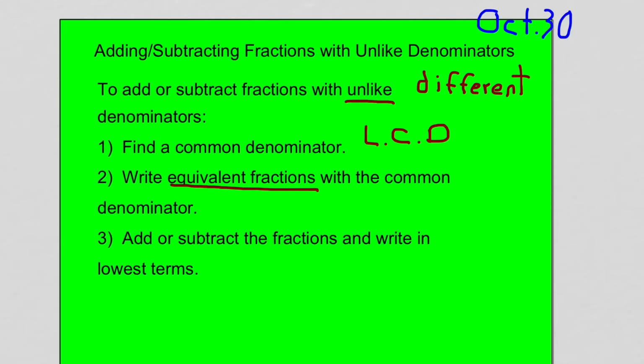I want to do a video on all the work we've done so far the last couple days on adding and subtracting fractions with unlike denominators. Now, to add and subtract fractions with different denominators, what you want to do first is find the lowest common denominator, or the LCD. You want to write equivalent fractions with the common denominator, and then add or subtract the fractions and write them in lowest terms. So let's take a look at how to do that.